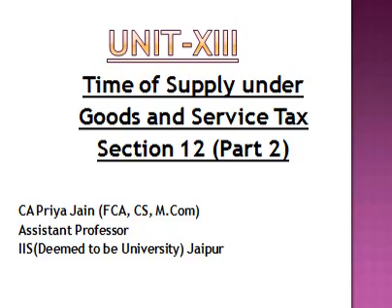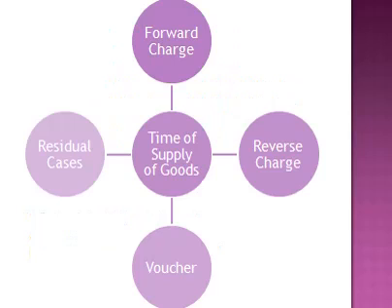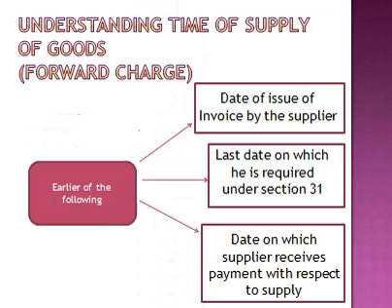Hello everyone. Let us continue the part 2 of time of supply under GST under section 12. In this we will be dealing just with respect to goods. The time of supply faces 4 types of different situations like forward charge, reverse charge, voucher method and residual cases. Let us discuss each and every point in detail.